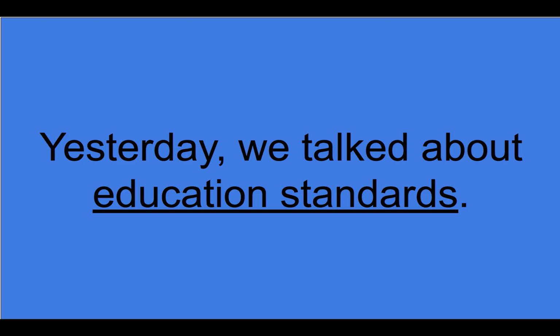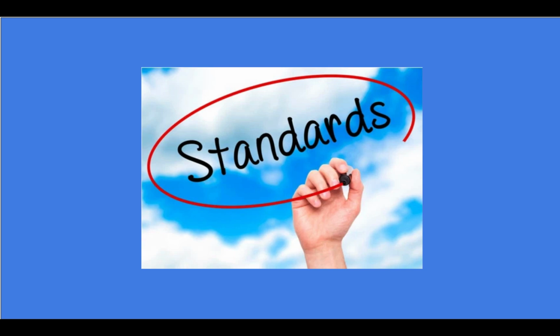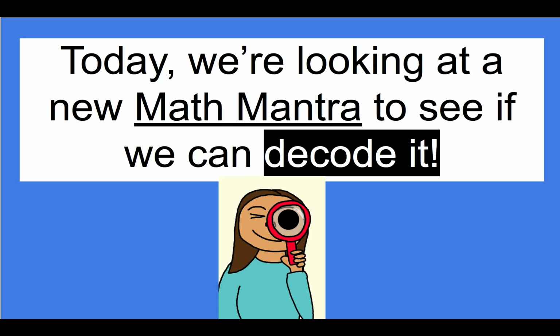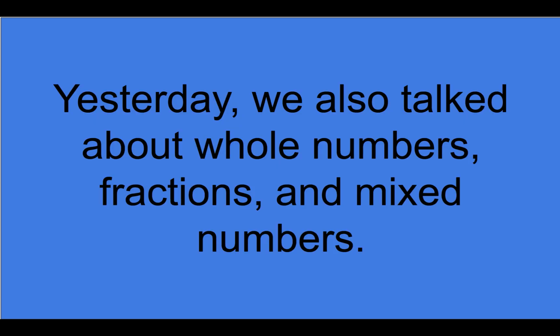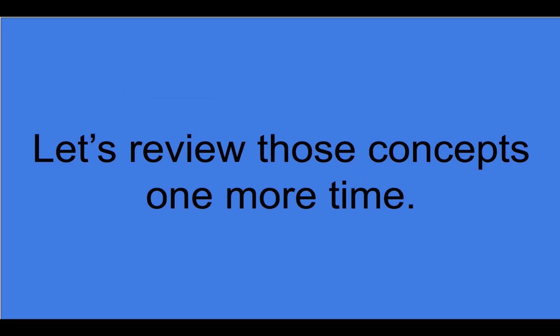So yesterday we talked about education standards. Today we're going to look at a new math mantra to see if we can decode it, just like we decoded that first standard. Today's math mantra is: what you do to one side, you must also do to the other. Yesterday, we also talked about whole numbers, fractions, and mixed numbers.